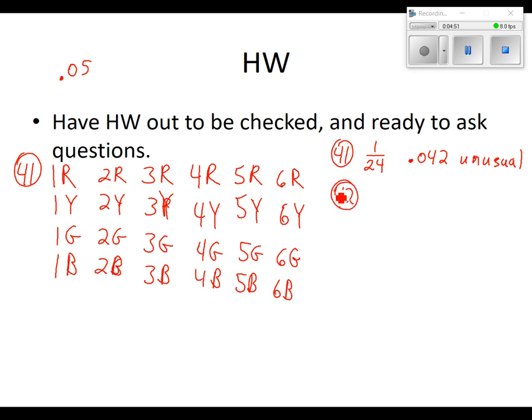So remember, it's 0.05, not 0.5. Make sure you don't make that mistake. If it's less than 5%, then it's considered unusual.